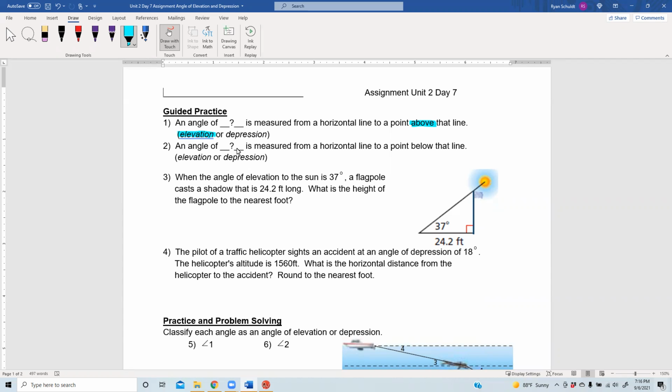Number 2, an angle of blank is measured from a horizontal line to a point below that line. Which one's going below? That would be depression. That's all 1 and 2 are asking. They're just straight up definitions.